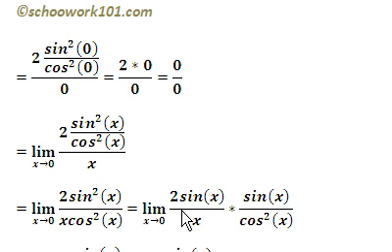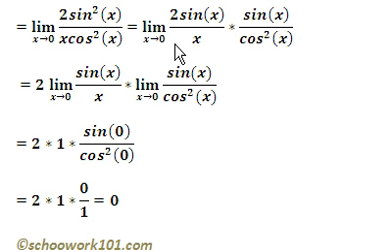And now what I've done is broken this up. We have a 2 sine squared x. Since there are 2 of them, we can write a sine squared x and then another sine squared x. So now by the properties of limits, I'm going to break this up into 2 separate limits. So we have the limit of sine x over x. That's this sine x over x here.